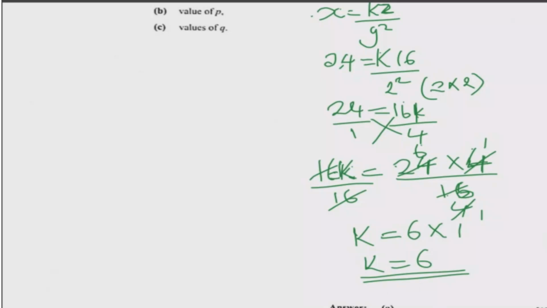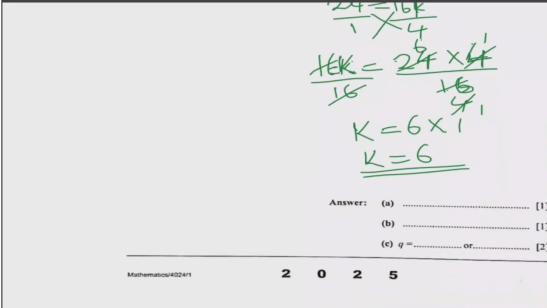So what I can do now is record that here. You can say k is equal to 6. Okay, that is the constant.